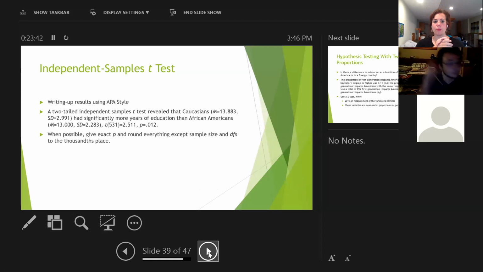So here's how I would write it up. A 2-tailed independent sample t-test revealed that Caucasians, and in there I would write the mean and standard deviation, had significantly more years of education than African Americans, again, insert mean and standard deviation, comma, and then you put your test t statistic. So you'll notice it's t, and in parentheses, that's your degrees of freedom, your 531, equals 2.511. That was your t statistic that you got. And this is the p-value.